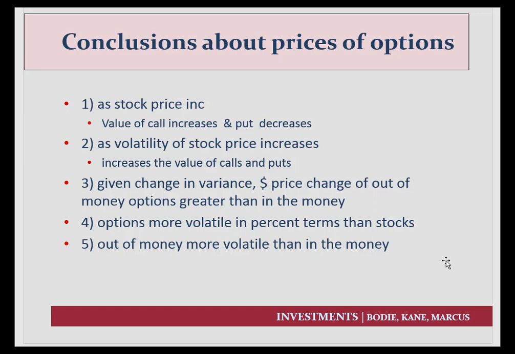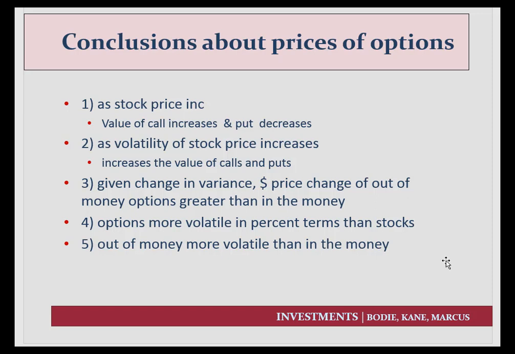Options are more volatile in percentage terms than stocks. That's because of the leverage influence. And out of the money are more volatile than in the money. So we understand that there's so many variables at play here, right? 4, 5, 6 variables that can ultimately have an influence just on the formulas. Let's not even think about what affects those variables themselves.